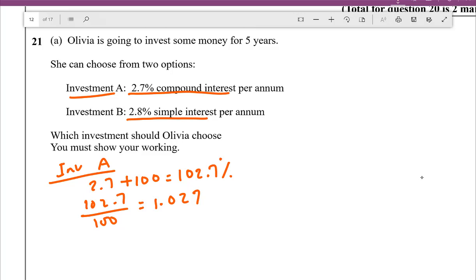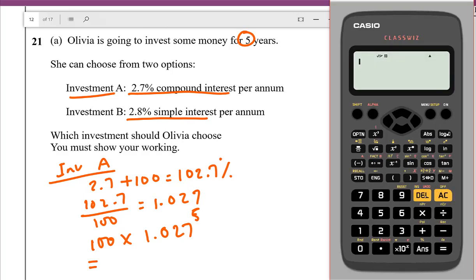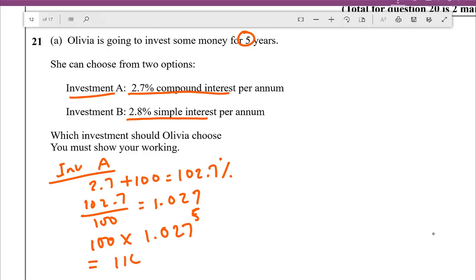So in this case, let's choose £100. So 100 times the multiplier 1.027 to the power of the number of years, which is 5. Type that in your calculator. So 100 times 1.027 to the power of 5, using the power button. Press the right arrow button and then press equal, and that gives you 114.248 pounds. So that's the amount that she will receive from investment A after 5 years.